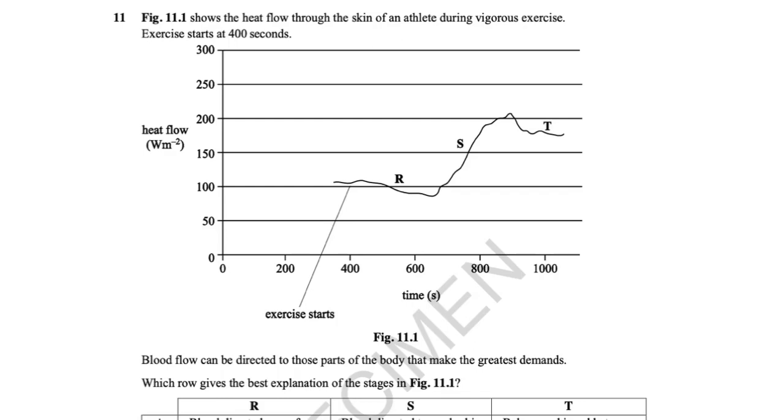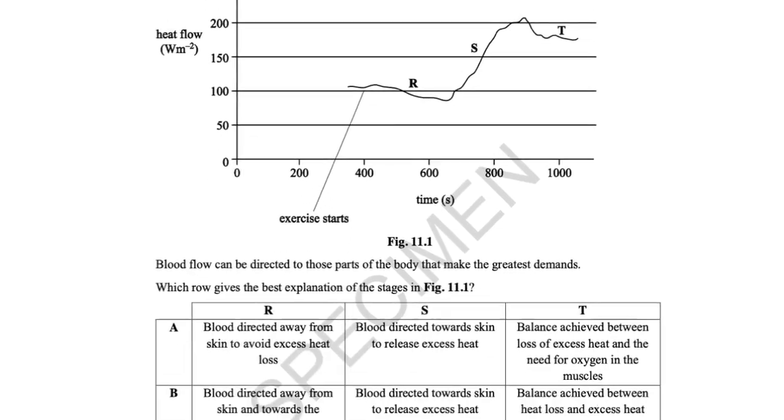So this question is about the control of temperature in an endotherm. It gives you heat flow through the skin of an athlete during vigorous exercise, starting here, and then you can see that over R, the heat flow, the heat dissipated from the skin in watts per meter squared, falls over the first 3 or 4 minutes. Then there's a rapid rise at S, and then a little decline over T. So they're asking you to explain what's going on.